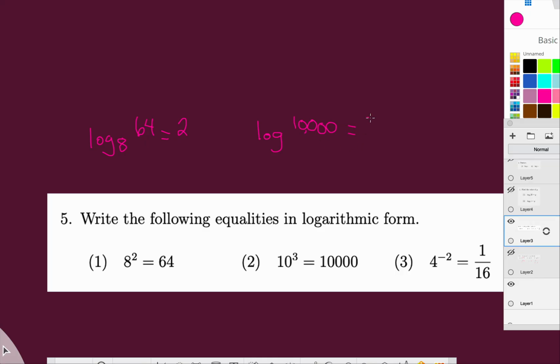Is 3. And lastly, this is the one that we didn't like. Log base 4 of 1/16, and that's our reciprocal. So all reciprocals are negative exponents. That's all. All right, so we'll move on.